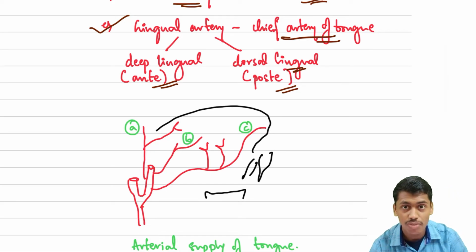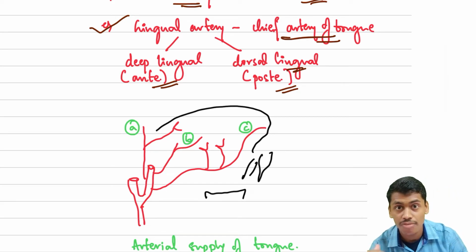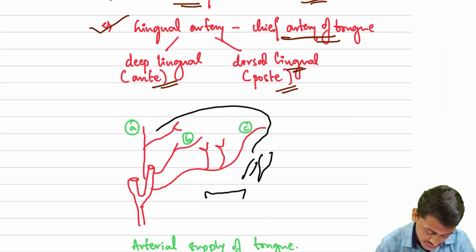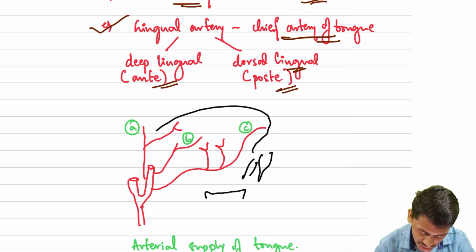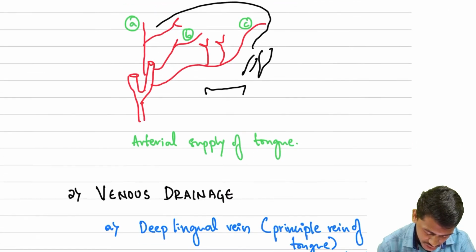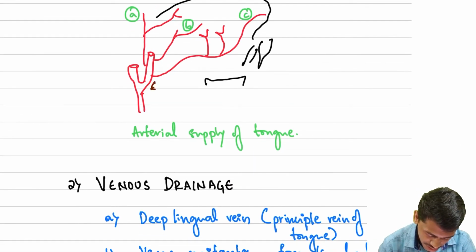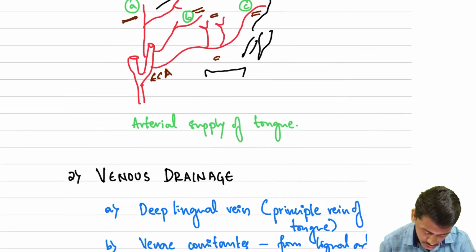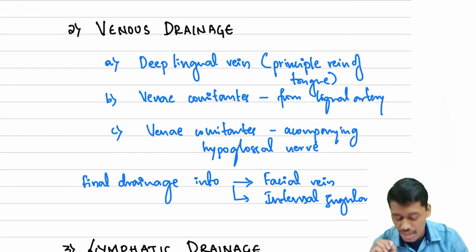So revise it. Arterial supply of the tongue, we have three: the ascending pharyngeal artery, which is a branch from the external carotid, then the tonsillar branch from the facial artery, then the lingual artery, which is the chief artery of the tongue. The deep lingual supplies the anterior part of the tongue, and the dorsal lingual supplies the posterior part. As you can see in this diagram, this is the external carotid artery, this is the ascending pharyngeal, tonsillar branch of the facial, then this is the lingual, this is the anterior part, deep lingual, and posterior part, that is the dorsal lingual.